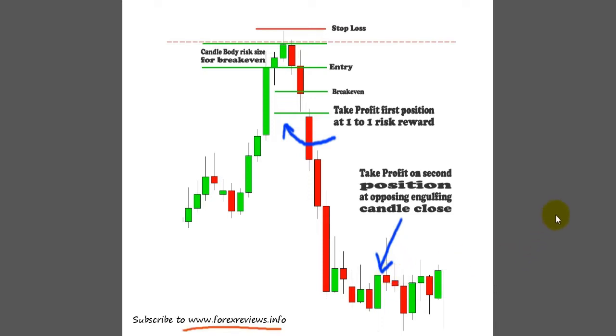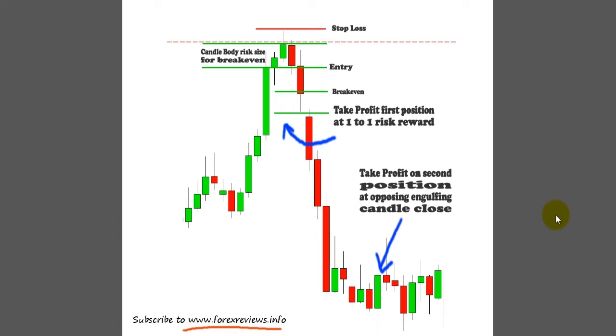Now, it could go to 2-to-1. It could come back and it could hit your break even. And if it does, so be it. It could go to a 3-to-1. It could go to a 4-to-1. It could go to a 5-to-1. Heck, it could even go further. That's the beauty of letting your second trade run. Remember, it's risk-free. You're just letting it run, right? And when you get that opposing candle after you've gotten a good amount of pips, you just take profit.